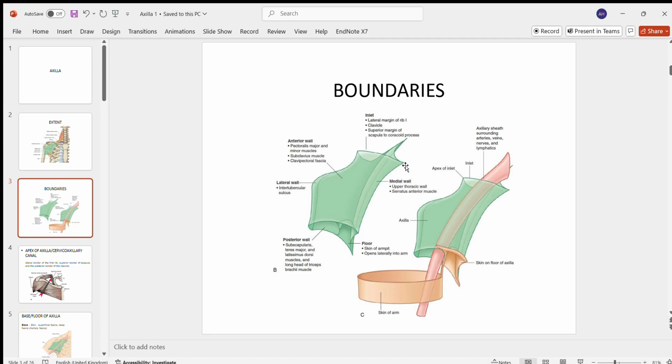In this picture, we can clearly make out that this area is the apex of axilla. This area is the base of the axilla, or floor. This posterior wall is lying posteriorly. This is the anterior wall in the front. This is the lateral wall, and this one is the medial wall. The main content of axilla is the axillary artery.